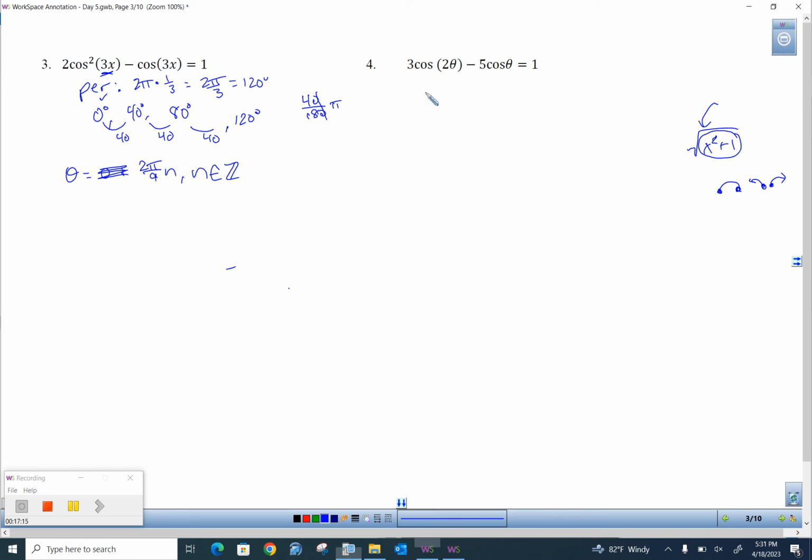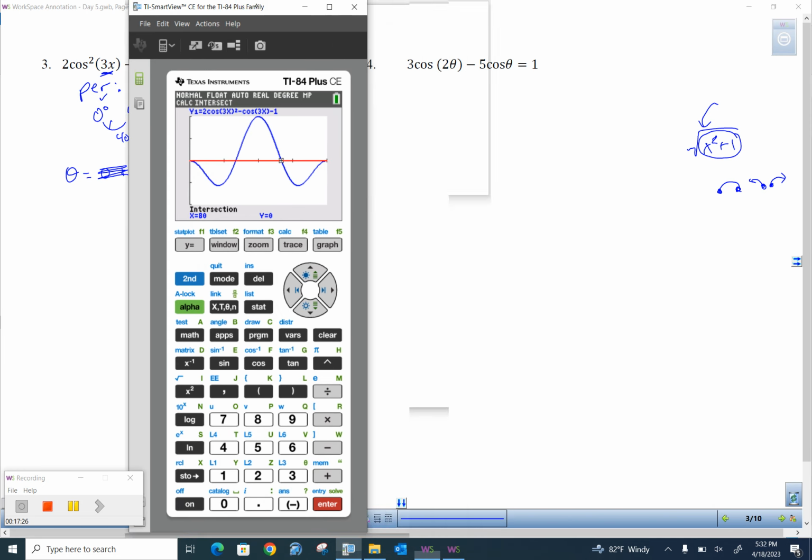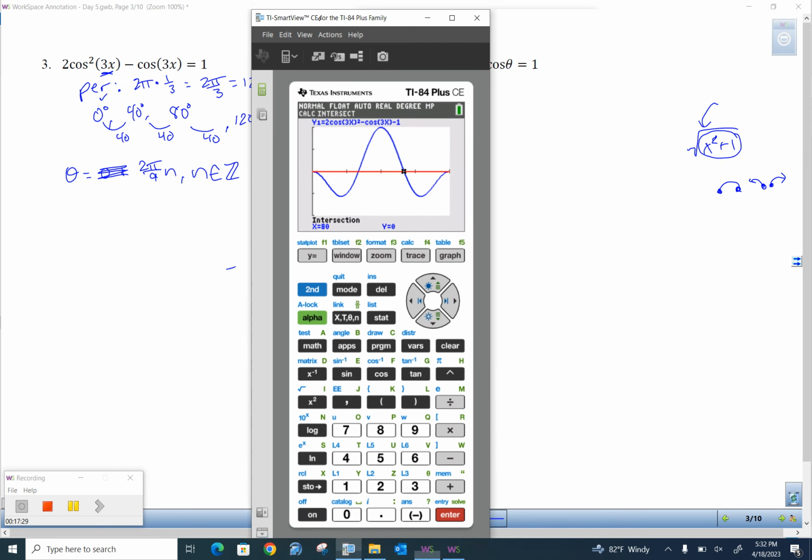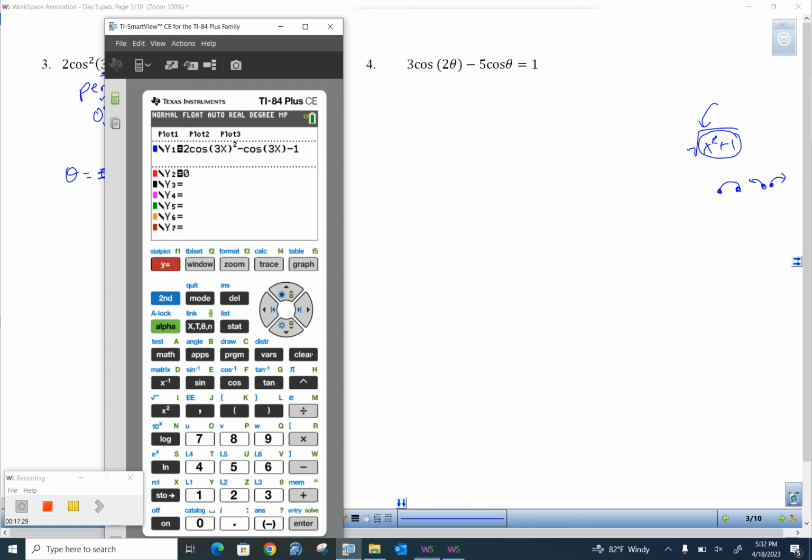Okay, on the next one, I want you to actually pause the video and choose a window for me, and then we'll talk about it all together. Okay, for this one, I'm not sure if you noticed with your equation or not, but there was a 2 theta in one parenthesis, and the other one just had a regular theta. That indicates that with our first piece of our equation, the period seems to be pi, but with the second part of our function, the period appears to be 2 pi, or regular 360.